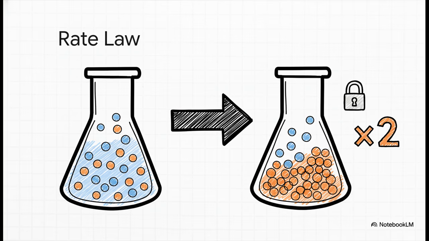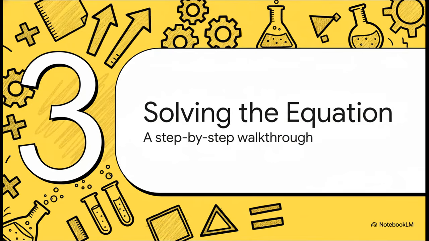The challenge is this. What happens to the reaction speed if we double the amount of reactant B, but, and this is key, we keep the concentration of A exactly the same? We're only changing one thing. Okay, no guesswork allowed here. This is all about pure, simple logic. Let's walk through the equation step by step and see how this one little change totally reveals the answer.